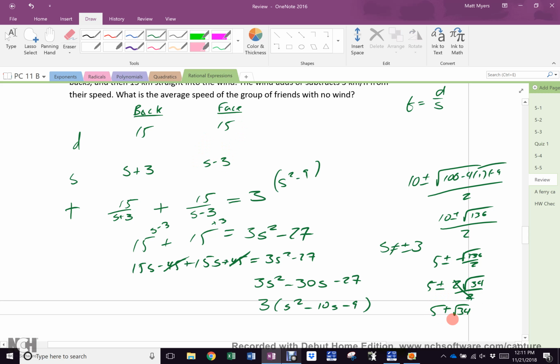Is that the answer? That's the answer, right? That's what S equals, correct? So that's the speed the group is traveling with no wind. How else could you write it? Yeah, you can give me an estimate, yes? You could do 5 plus the square root of 34, which would be, like I say, around 10 and a half. 10.8.